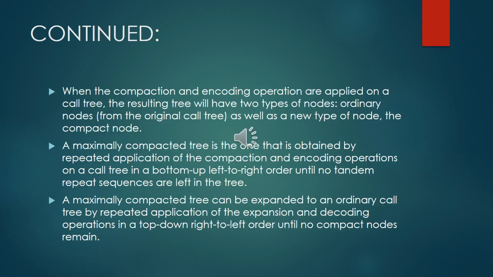When the compaction and the encoding operation are applied on the call tree, the resulting tree will have two types of nodes: the ordinary node as well as a new type of node, that is a compact node. The maximally compacted tree is one that is obtained by repeated applications of compaction and encoding operations on the call tree in the bottom up, left to right order until no tandem repeat sequences are left in the tree. A maximally compacted tree can be expanded to an ordinary call tree by repeated application of the expansion and decoding operations in the top down, right to left order until no compact nodes remain.